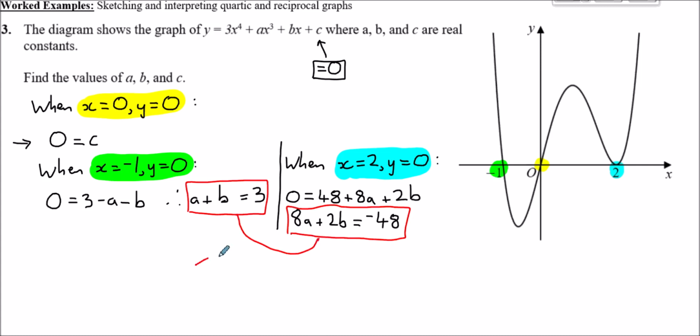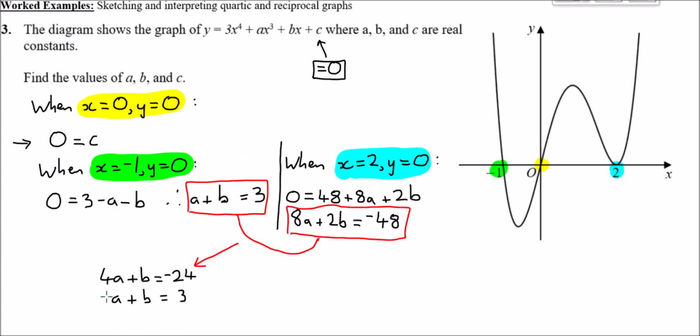So what I'm going to do is rewrite the 8a plus 2b equation over here, and in fact what I've noticed just now, I can halve both sides of this equation. So I'm going to call this 4a plus b equals minus 24. Just makes it easier if we halve through. So I've got this from here by just halving everything. Then underneath I'm going to write a plus b equals 3.